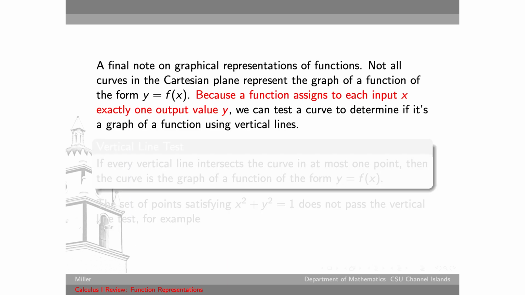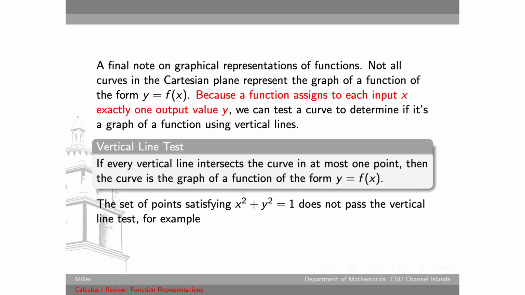A final note on graphical representations of functions. Not all curves in the Cartesian plane represent the graph of a function of the form y equals f of x. Because a function assigns to each input x exactly one output y, we can test a curve to determine if it is the graph of a function using vertical lines. And here's the vertical line test. If every vertical line intersects the curve in at most one point, then the curve is the graph of a function of the form y equals f of x. The set of points satisfying x squared plus y squared equals 1 does not pass the vertical line test, for example.